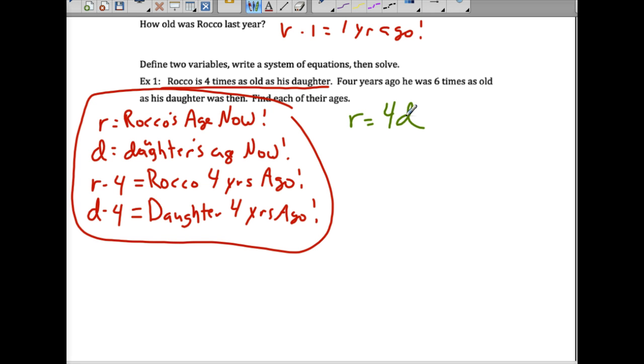Now, the second equation is tricky to write. Everybody read that second sentence slowly and try to write it. I'll tell you, you're going to use the R minus 4 stuff and the D minus 4 stuff. You're talking about 4 years ago. Oh, I got it, all right. Try to write it.